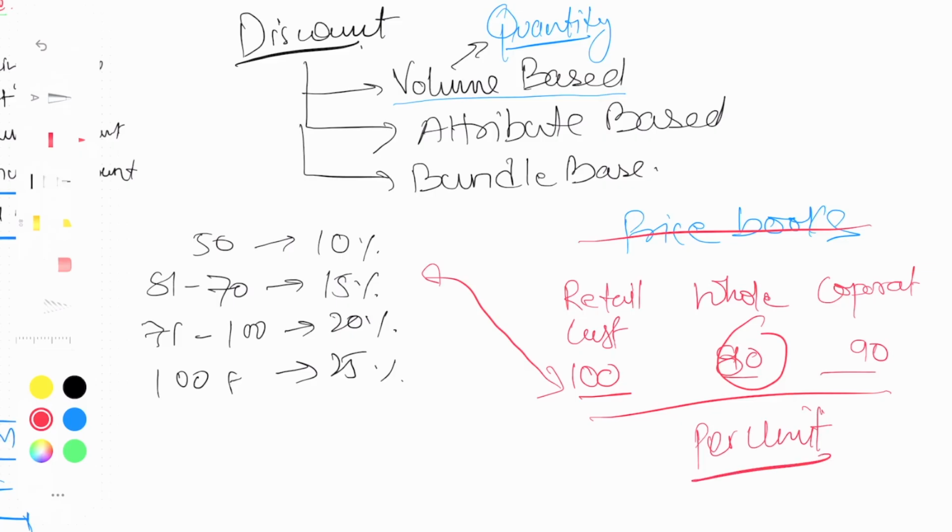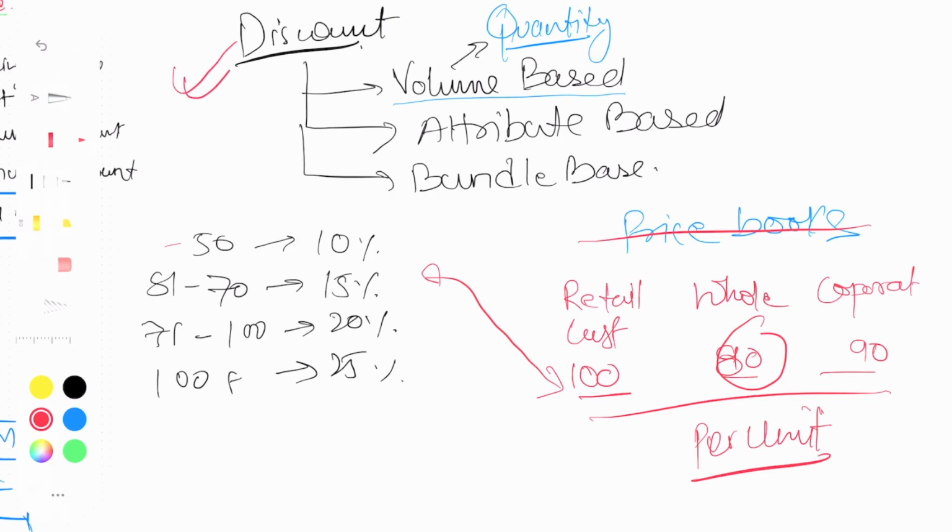Okay, it will be applicable per unit, but it's not per unit pricing. If you are purchasing this number of quantity, then you will get the discounts. So don't get confused between per unit price, meaning price books, and any discount types. Okay, don't get confused with that.